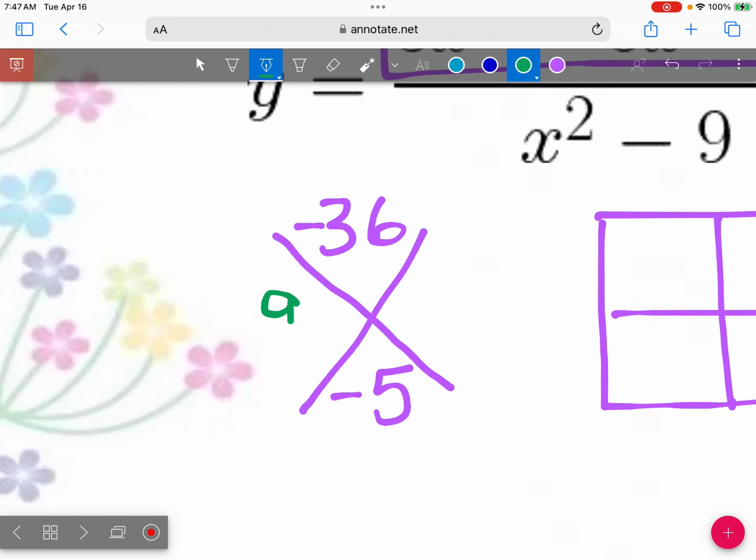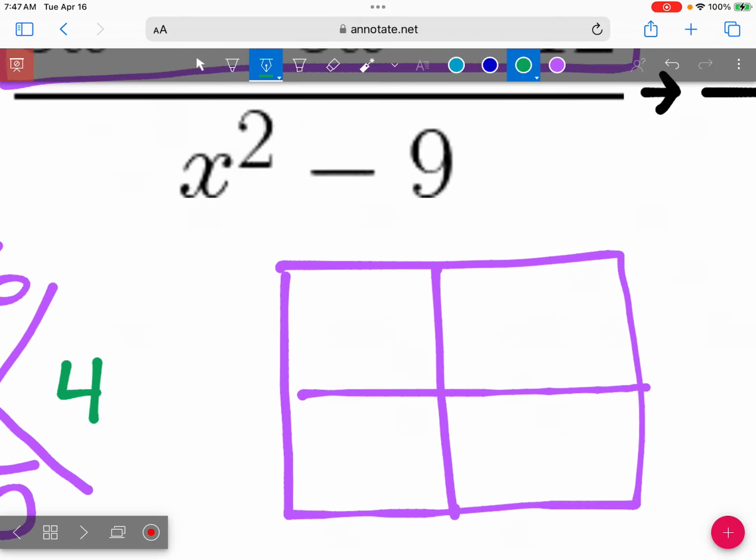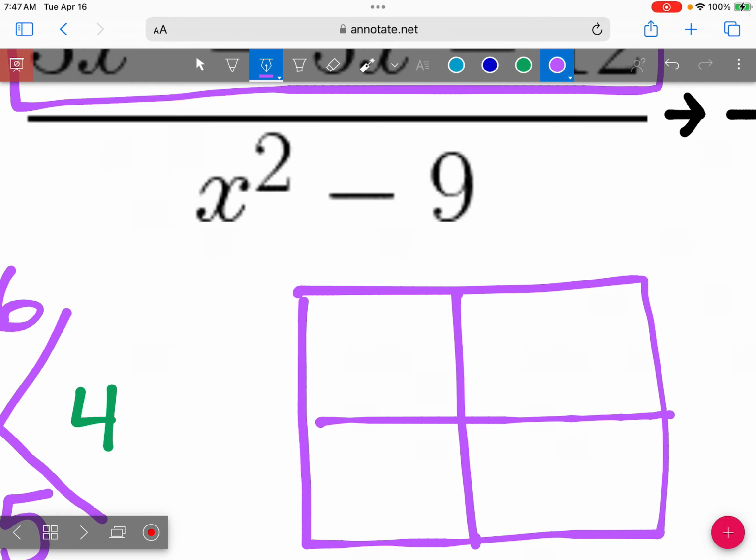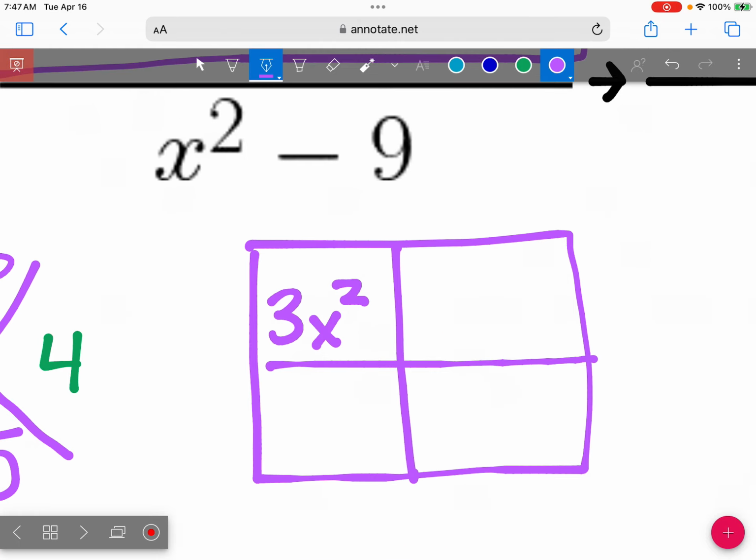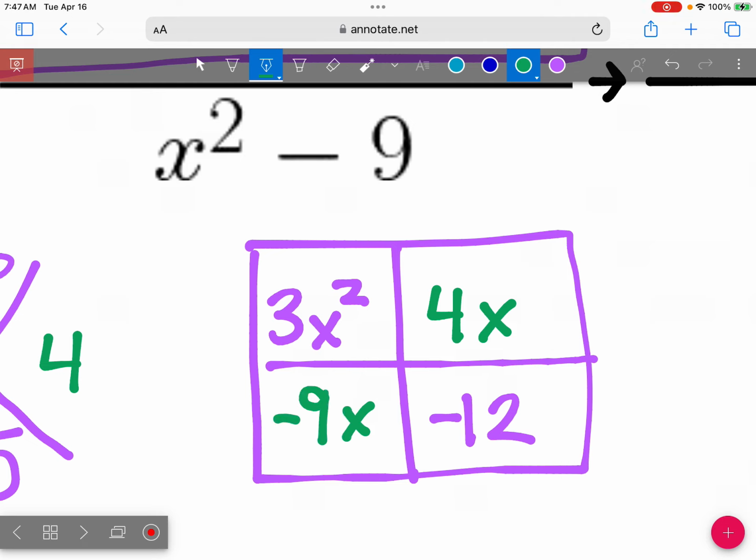So we're going to have our 9 and 4. Which one needs to be negative? The negative 9. I genuinely could not remember what you said, so you probably had it right, but I just genuinely could not remember. All right, so then we're going to fill in our box. We're going to have our 3x squared from our equation, our minus 12 from our equation, our 4x, and our negative 9x.